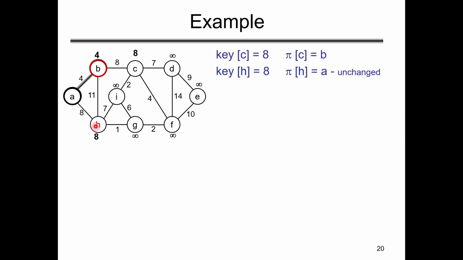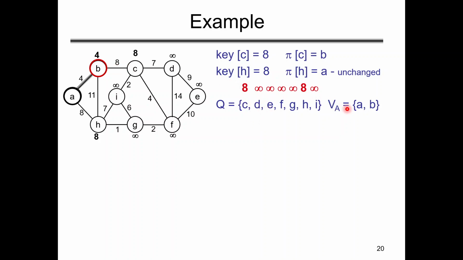But to reach H, a smaller weight of 8 is already there. We need to construct a minimum spanning tree with fewer weighted edges, so which is smaller, 8 or 11? 8 is the minimum value, so we will not change the value of H, because 11 is much larger than 8. Now C has a value of 8 and H also has a value of 8. How does the value 8 for C come? Because B to C has a weight of 8.